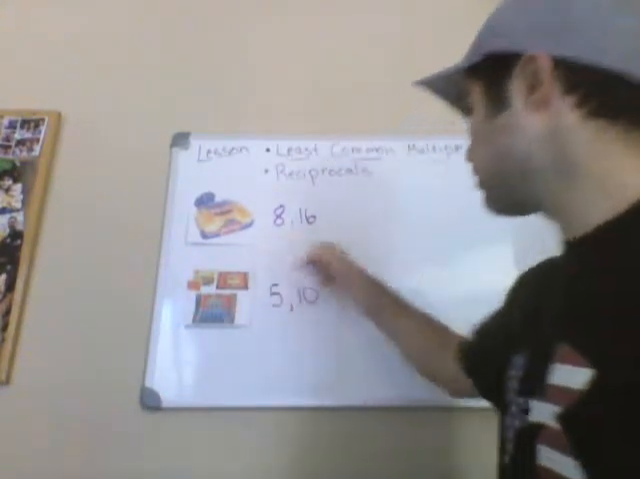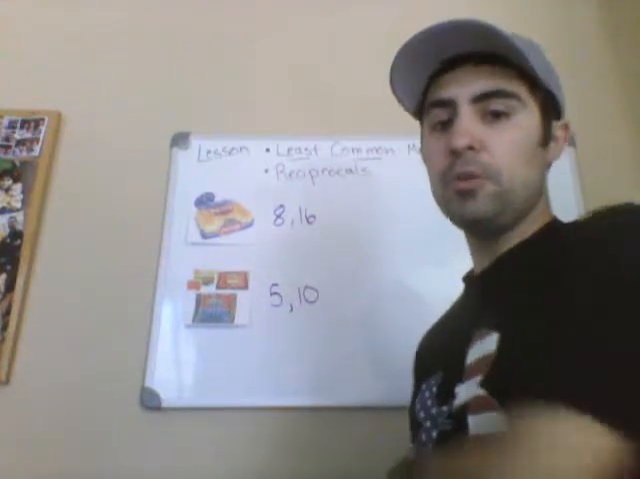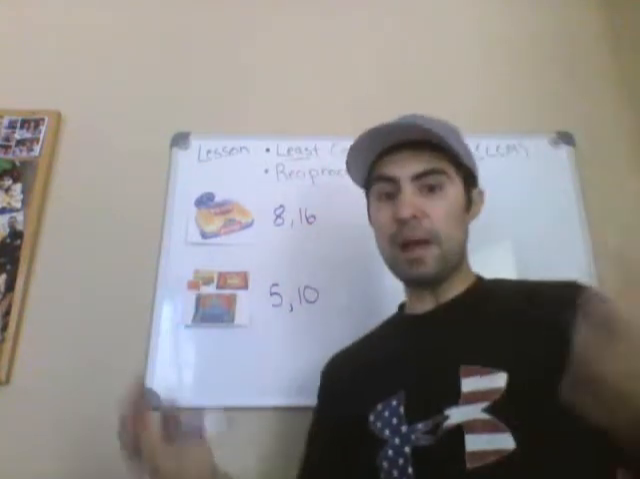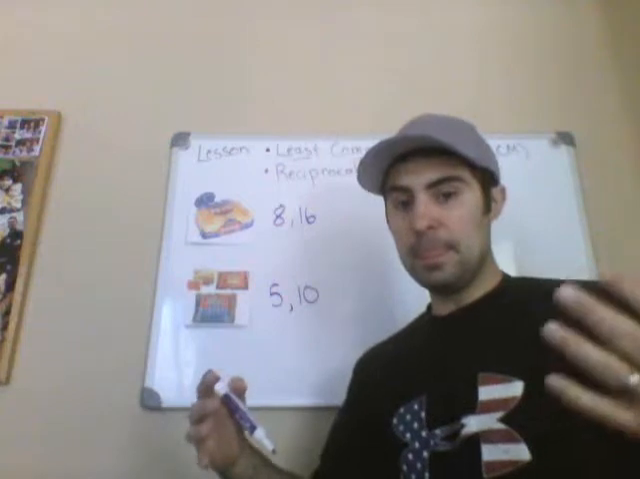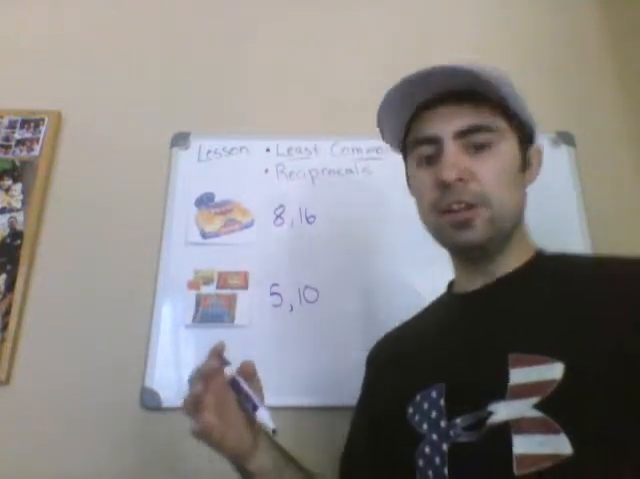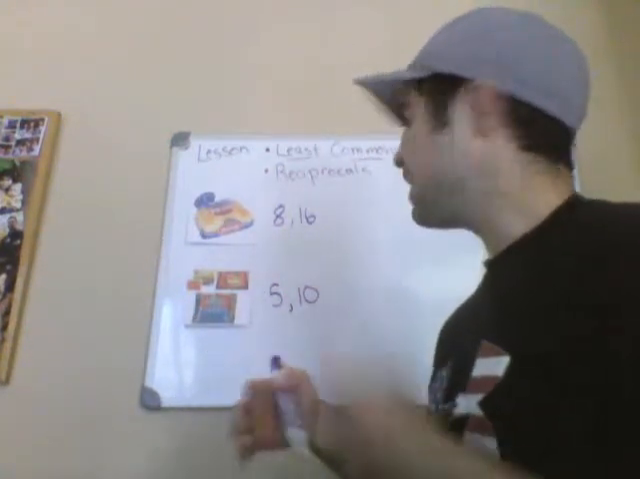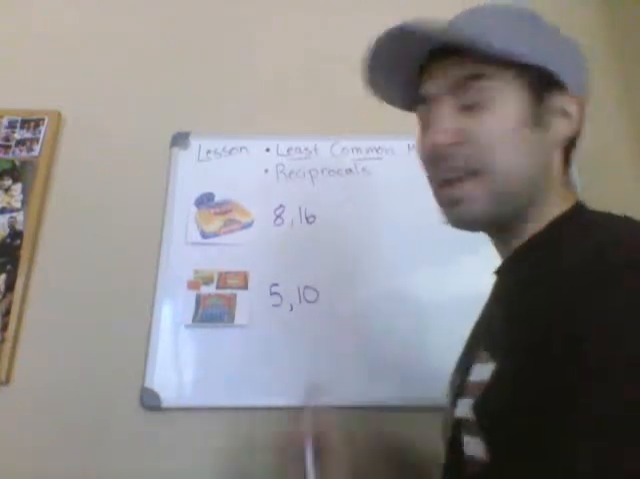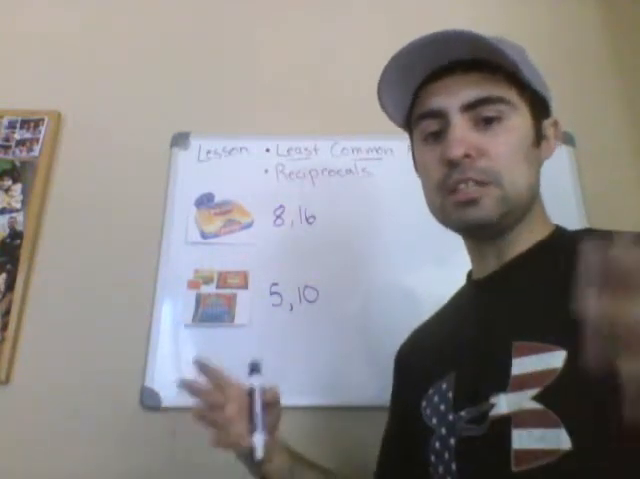So as you can see, this is basically a common multiple. You're trying to see what's the least amount of hot dogs and buns I have to buy until I have an equal number of hot dogs and buns. And that equal number is going to be your least common multiple.